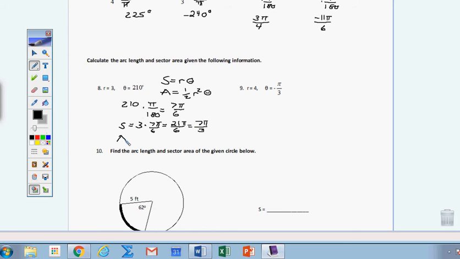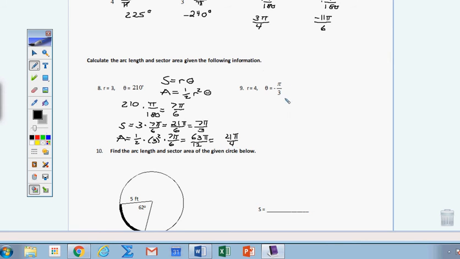And then when we're trying to find our sector area, it's 1/2 times my r squared, so 3 squared, times my theta in terms of radians, and we know that that is 7 pi over 6. And when we multiply this out, we get 63 pi over 12, which is equal to 21 pi over 4.